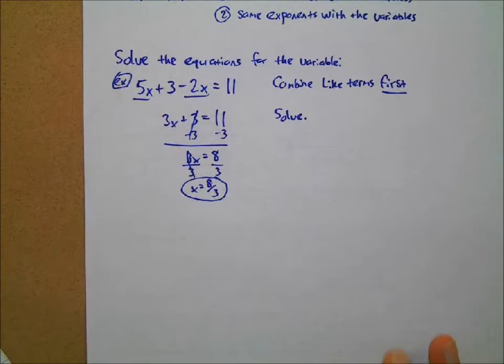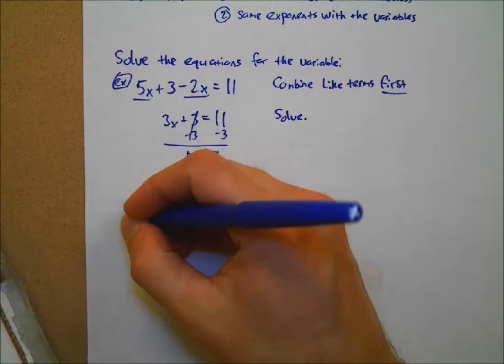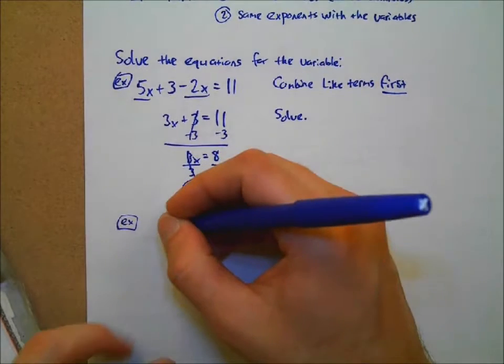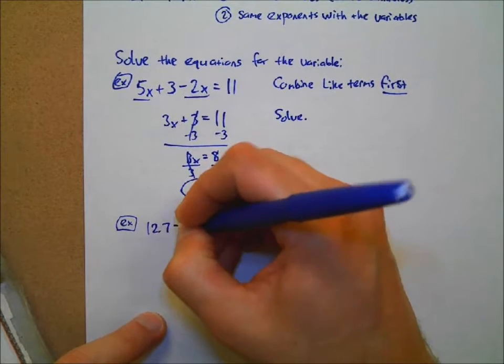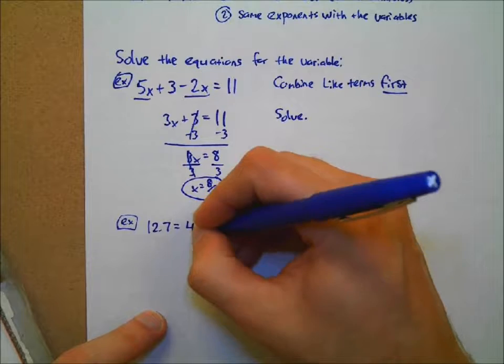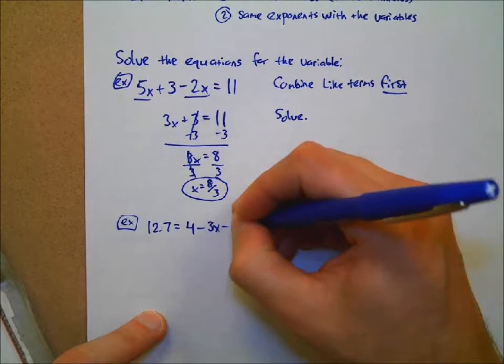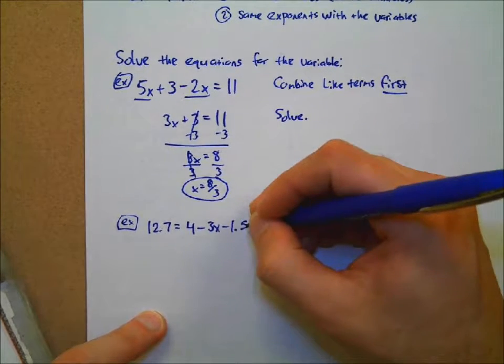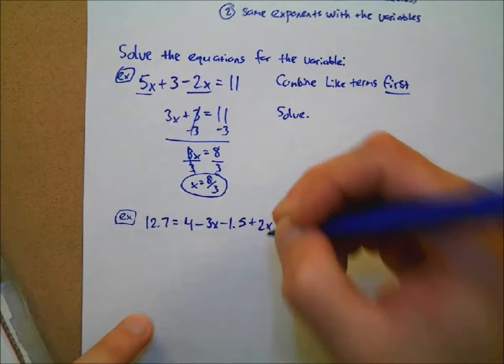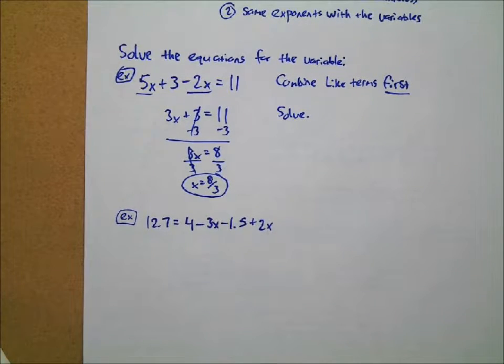Let's try another one here. Okay. How about 12.7 equals 4 minus 3x minus 1.5 plus 2x. Okay. So there's that.